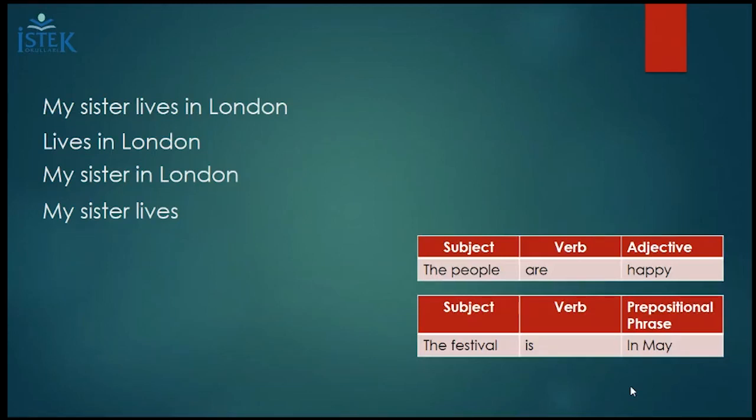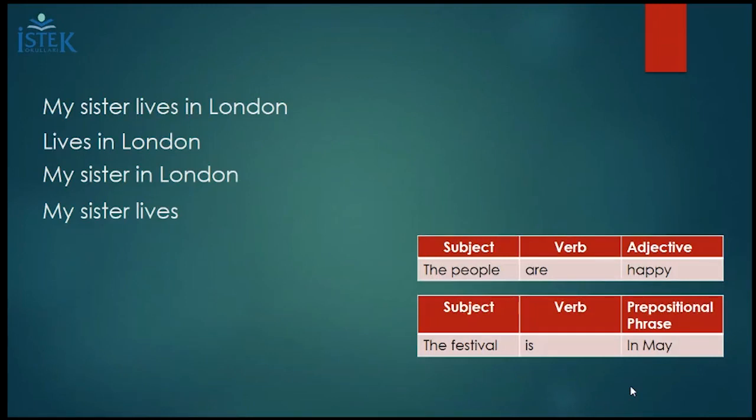Lives in London doesn't have a subject. Who lives in London? My sister. My sister in London doesn't have a verb. Verb is lives. My sister lives. There is no object. Yes, she lives somewhere, but where? So the best one is my sister lives in London.